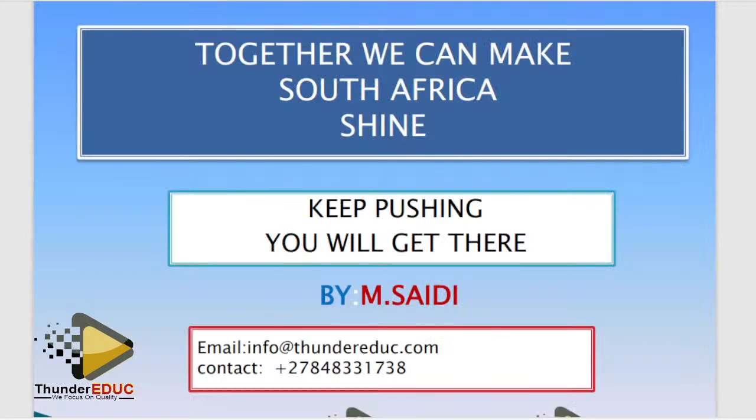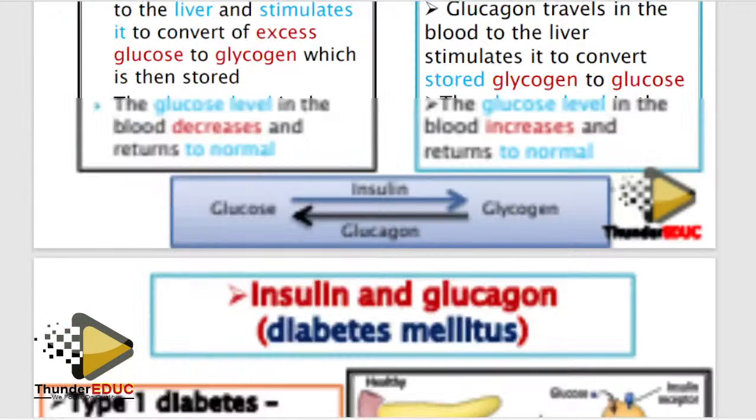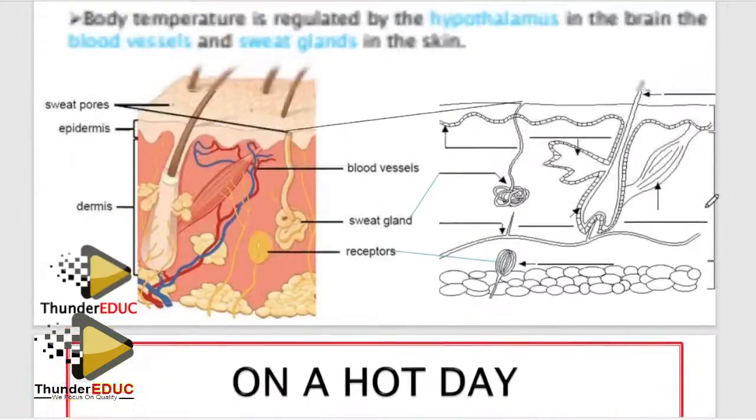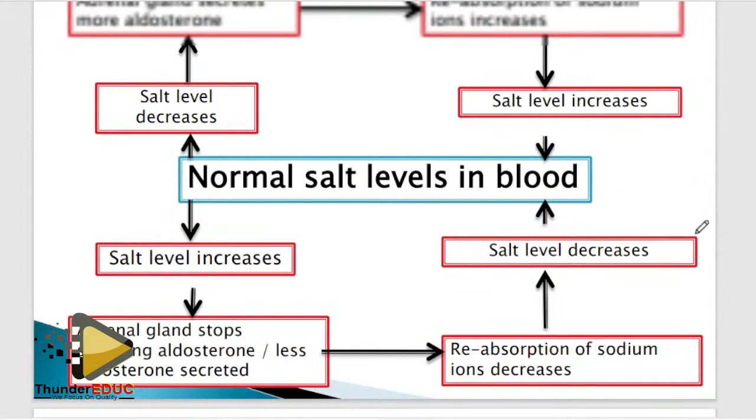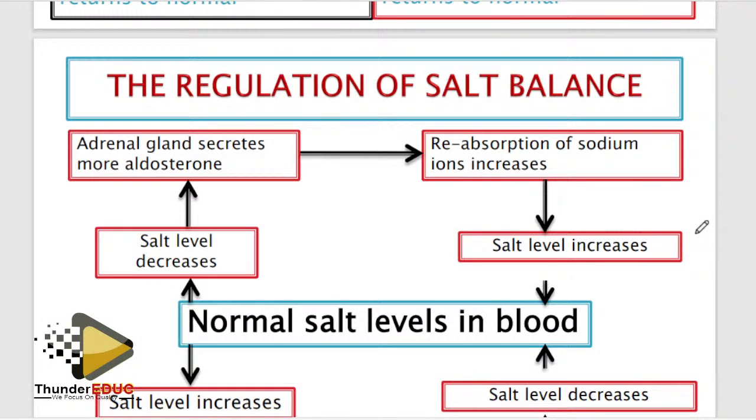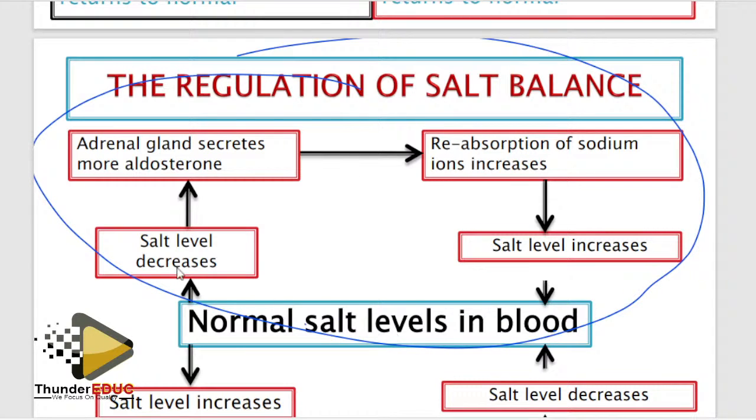You see here, it's just above. So this is what you are looking at when the salt level is low. They wanted you to write this. Normal level of salt in the blood. Now, when the salt level decreases, the adrenal gland will secrete aldosterone. The aldosterone will make the membrane of the nephron more permeable to sodium ions, and then reabsorption will take place. Once it takes place, the salt level increases and goes back to normal.